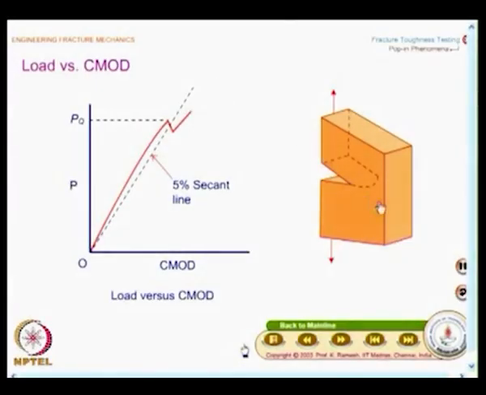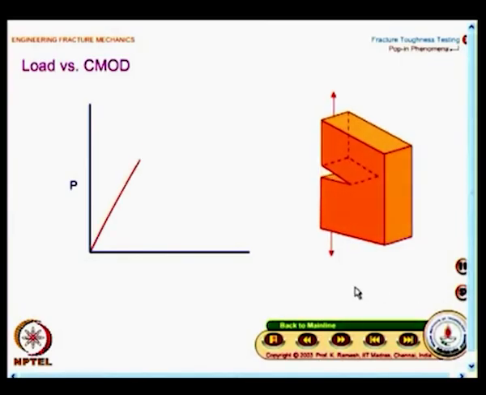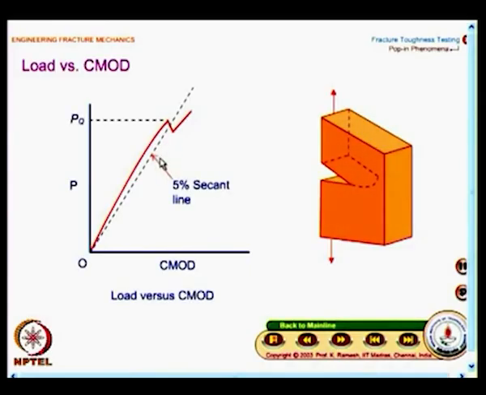I would repeat the animation here also. You can hear the pop-in sound. I think you can hear it now, and you again draw a 5% secant line, but what you take as PQ is this sharp height.